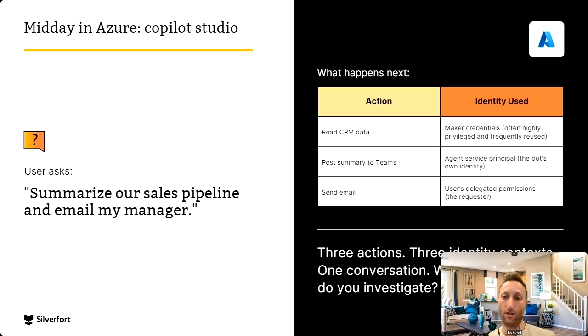And third, because we want to send the email to our manager, and it should be a personal email, the agent is using the user delegated permission, okay? Because the email, again, is personal. So in one simple prompt, what we found out is that behind the scenes, the agent does 3 actions, but uses 3 different identities in the same context, in one conversation.